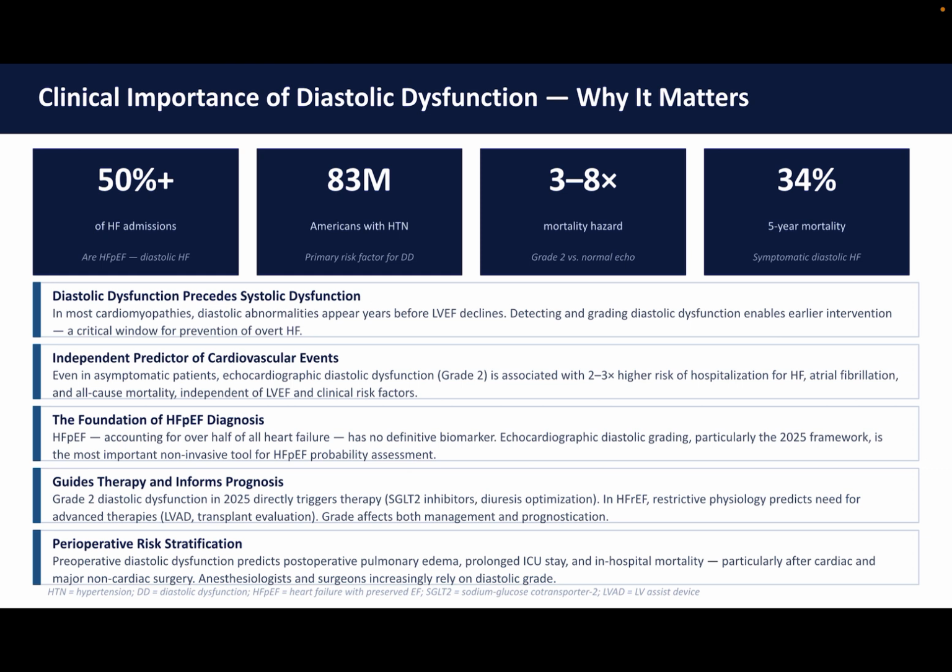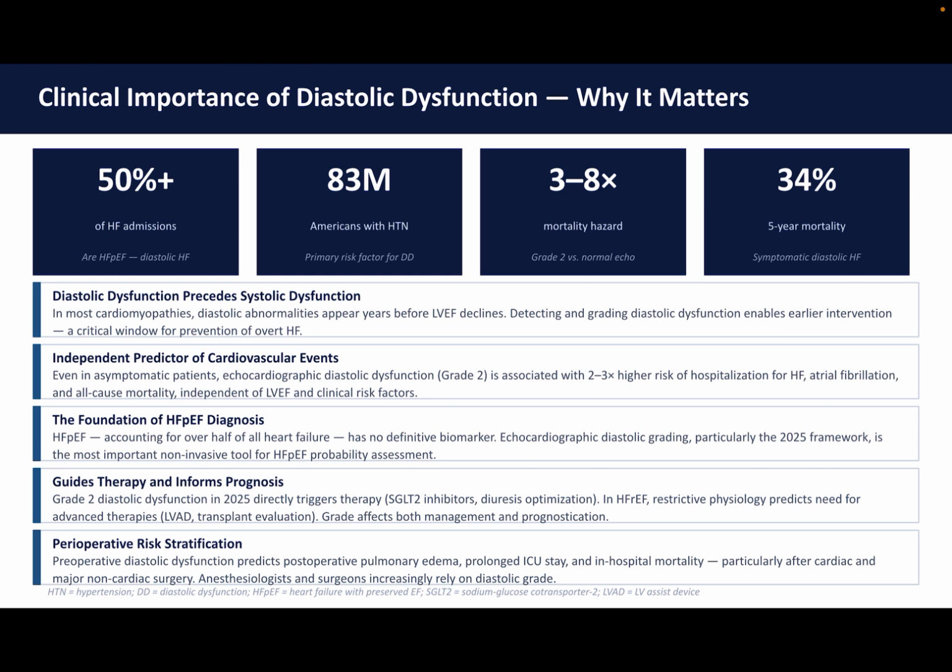And perhaps the most important message for this room, diastolic dysfunction precedes systolic dysfunction. In hypertension, diabetes, metabolic syndrome, the diastolic abnormality appears years before the ejection fraction declines. This gives us a detection window. If we identify and grade it correctly, we have an opportunity to intervene before overt heart failure develops.